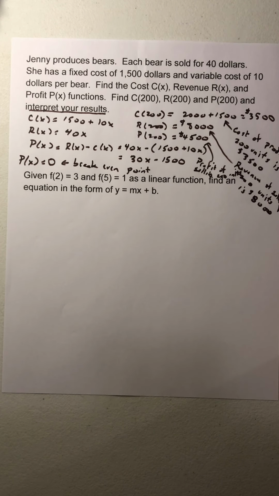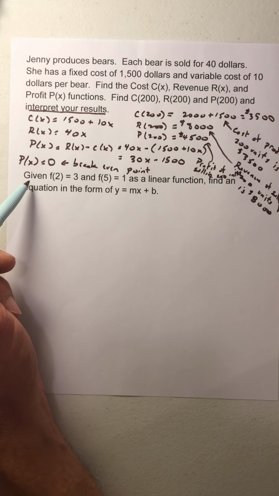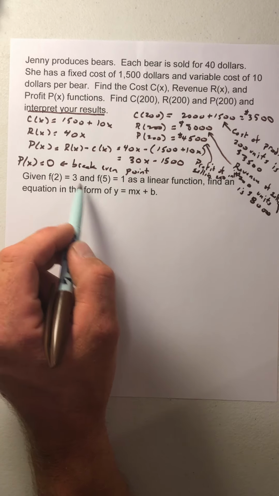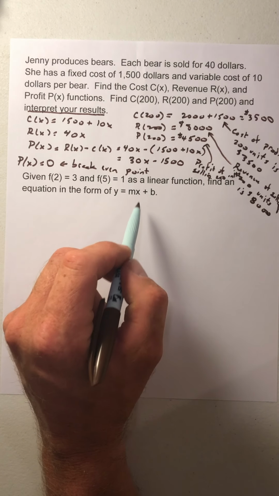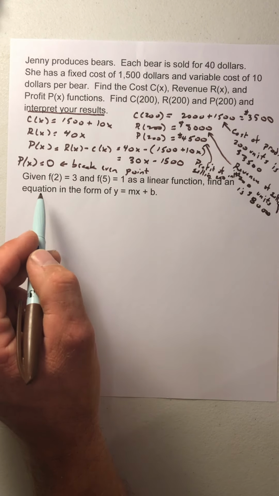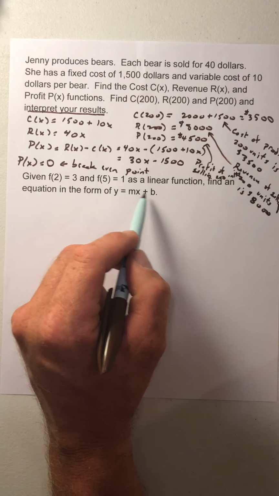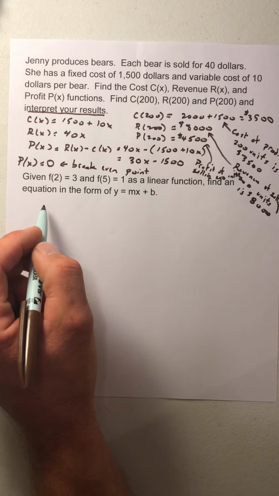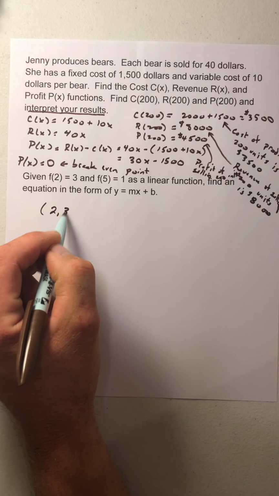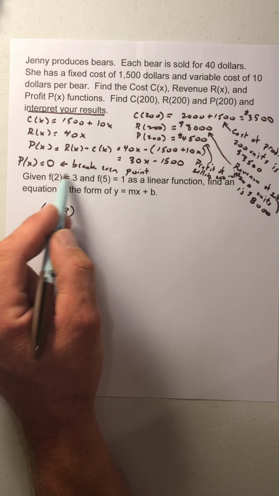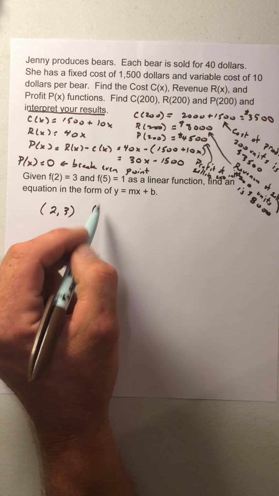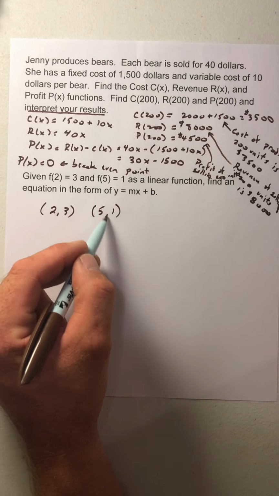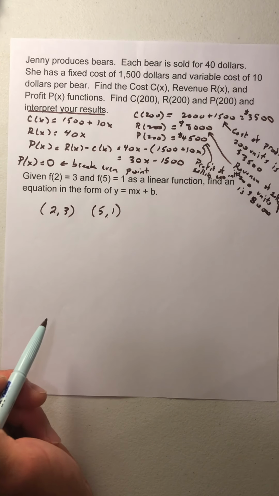The last thing we want to talk about is this equation, a linear function, f of 2 equals 3, and if f of 5 equals 1, can we find a linear function in the equation of the form y equals mx plus b? So all you really got to do with this is make sure that you remember that the x value is 2. That gives us the y value of 3. Here, f of 5 equals 1 gives us the point 5,1. We're asking you to find the equation between these 2 points.